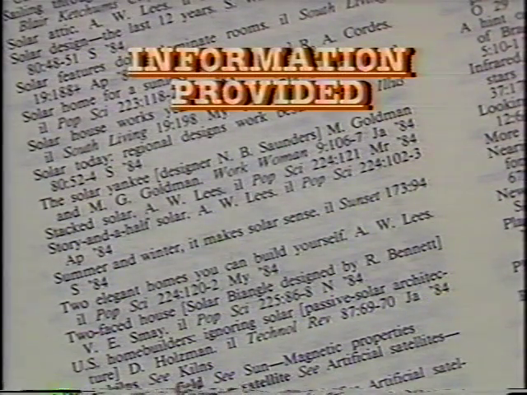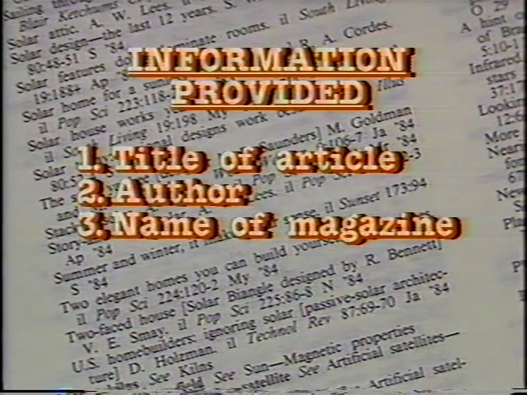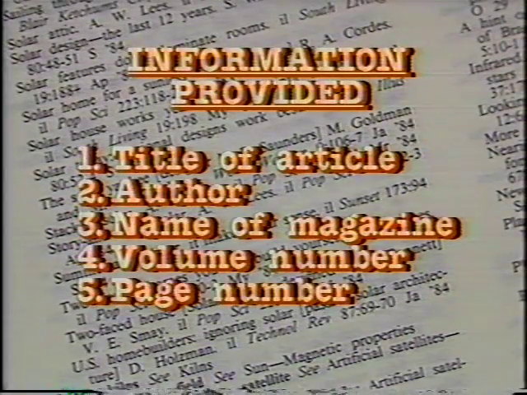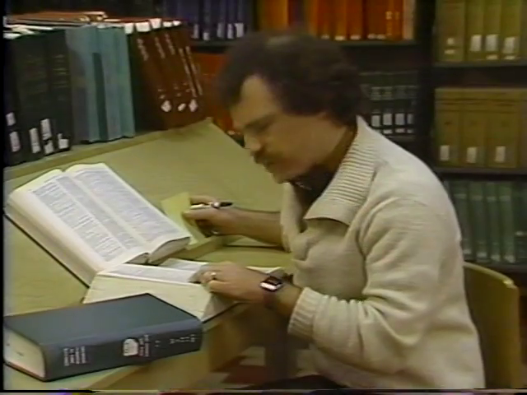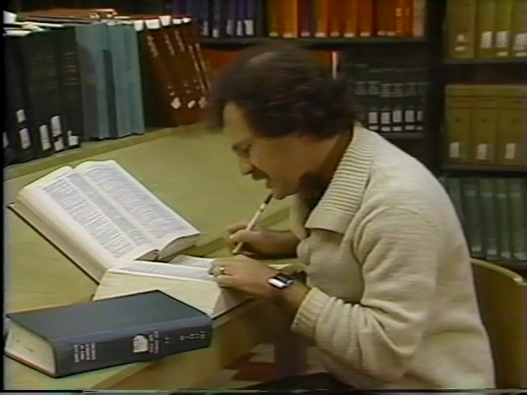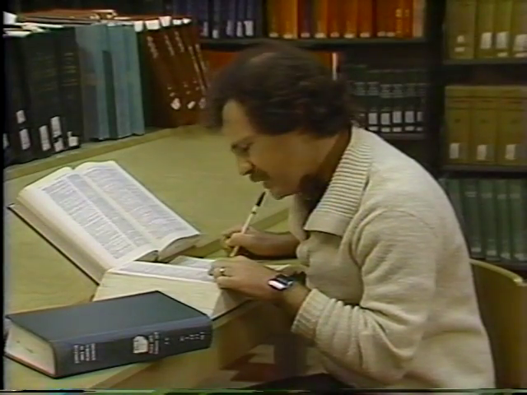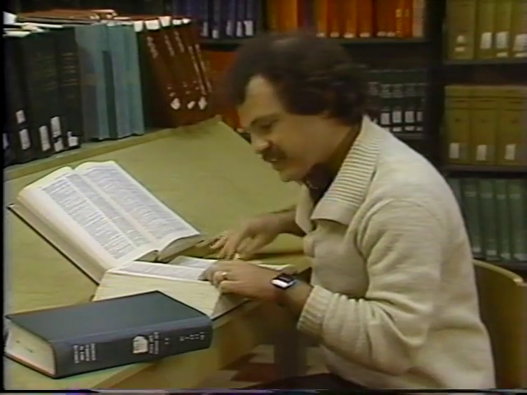Notice the listings present the title of the article, the author, if there is one listed, the name of the magazine the article is in, the volume number, the page number, and the date the magazine was issued. Oh, here's an article titled Summer and Winter, It Makes Solar Sense, and it's in a magazine called Sunset. Now, I'll write down all the information on it so that when we're up on the third floor, I can demonstrate how to find it.